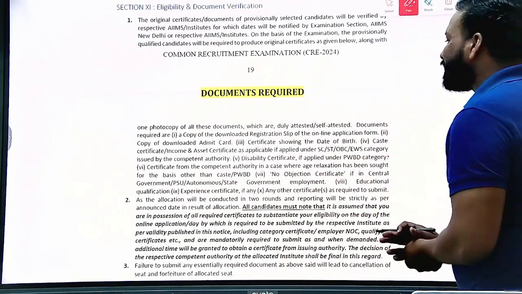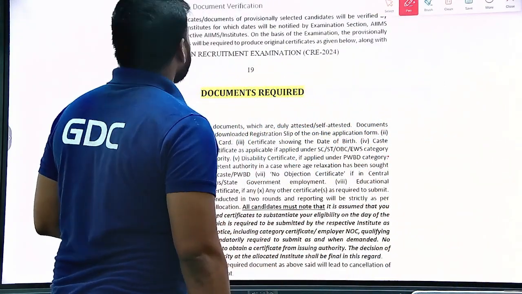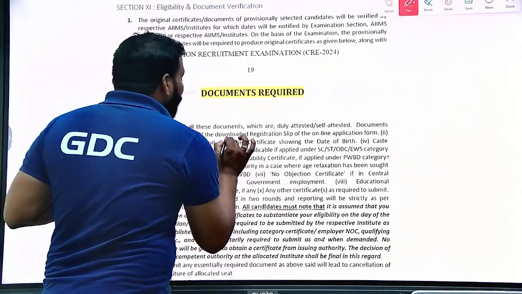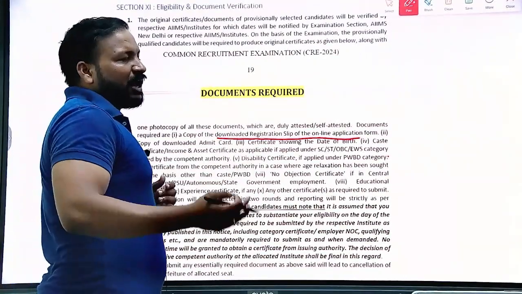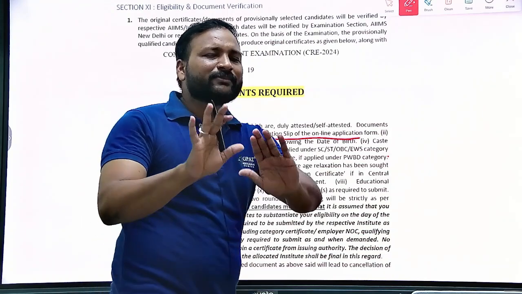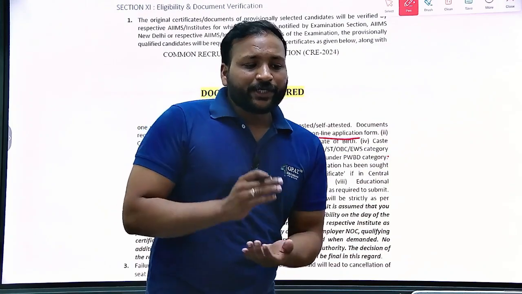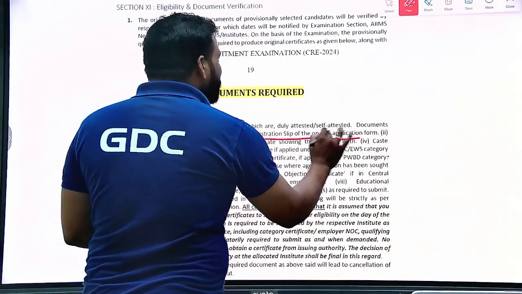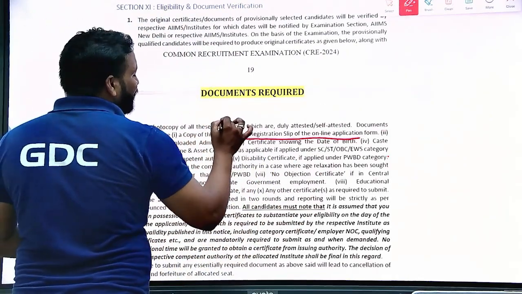But what are the documents that are required? First and foremost, a copy of the downloaded registration slip of the online application. After completion of the registration within the 31st of January of this month, you need to take a photocopy and keep that copy with yourself. So download the registration slip of the online application form. That is one required.